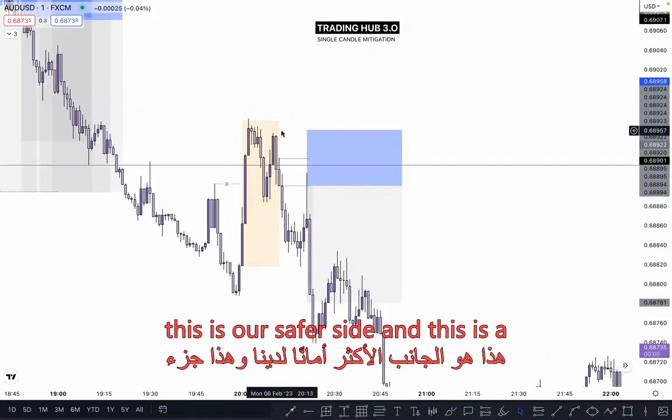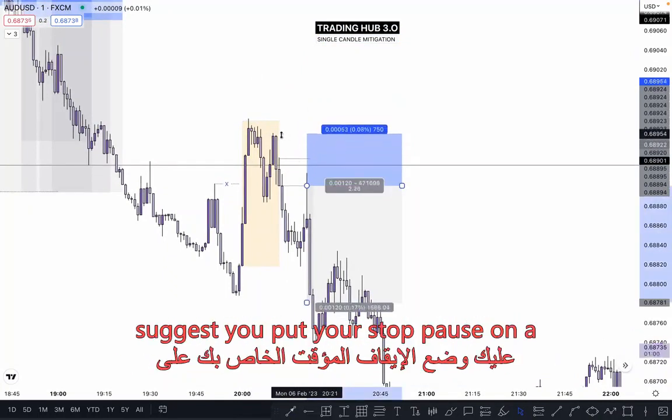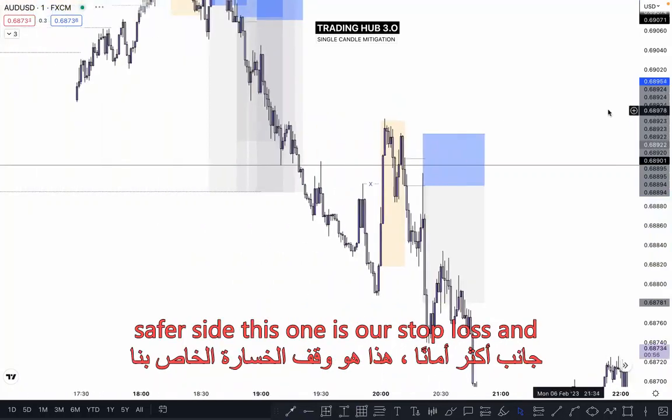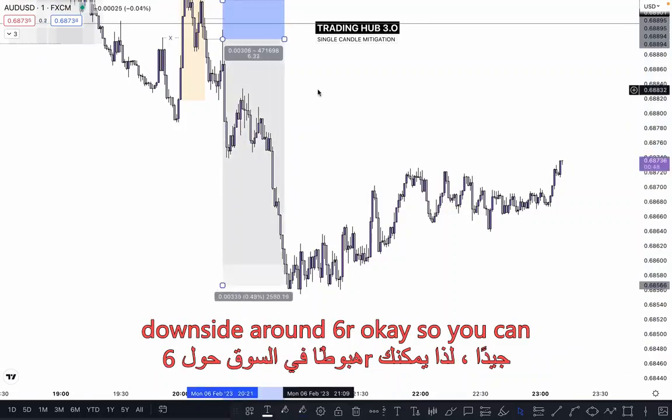Okay, because this is our safer side and this is a little bit risky. Okay, I will suggest you put your stop loss on the safer side. This one is our stop loss, and right now you can see here the market pushed downside for around 6 hours.